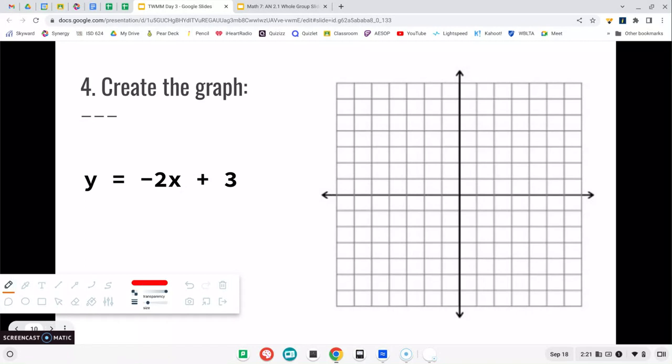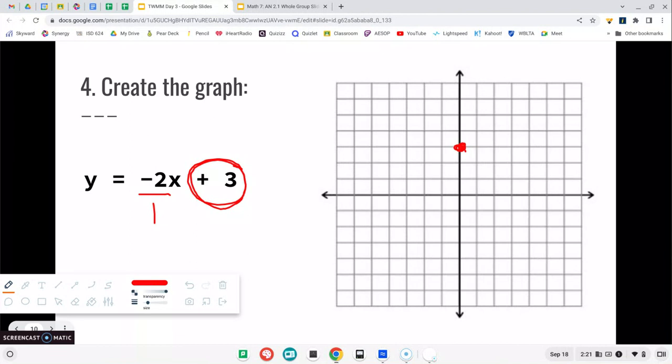Next here, number 4. Okay, so again, start with your y-intercept. That's your free point. So +3, 1, 2, 3. Right, and then my slope, -2/1, because remember there's not a fraction there to see the rise and the run.